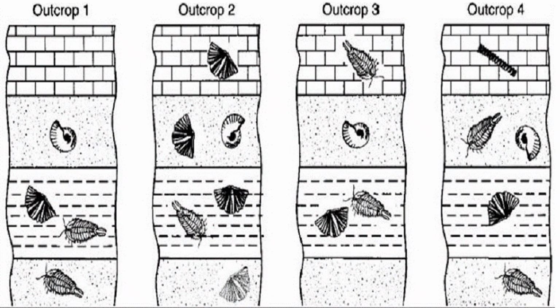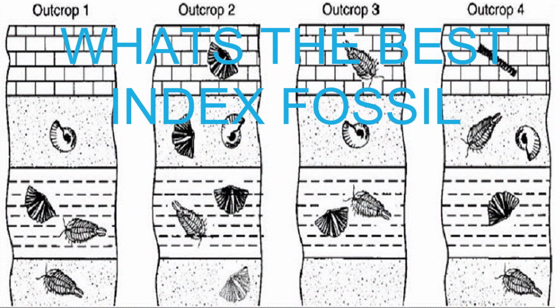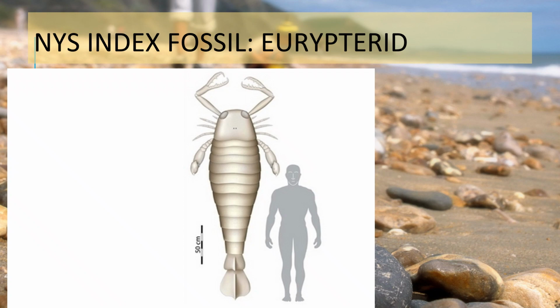All right, so which of these fossils would be the best index fossil? Take a look here. We've got some that are present in more than one layer. We have many that are present in more than one outcrop. But there's only really one that is present in all, and that is our little round snail-looking shell that's in the second from top layer of sandstone in all 4 outcrops. Our index fossil in New York State is the Eurypterid.